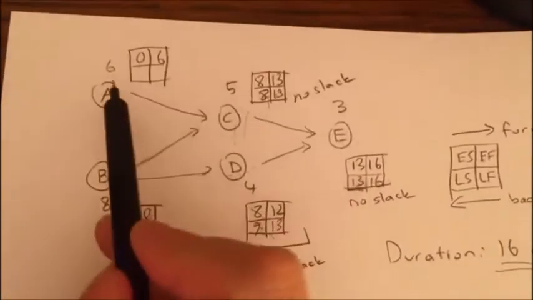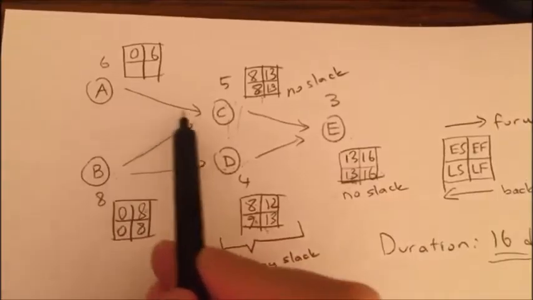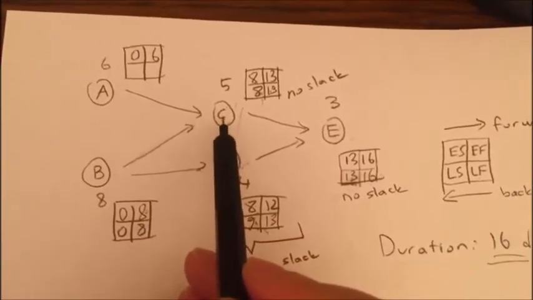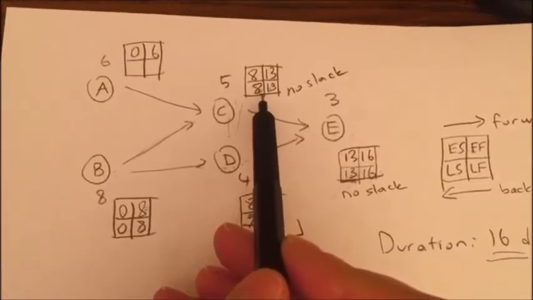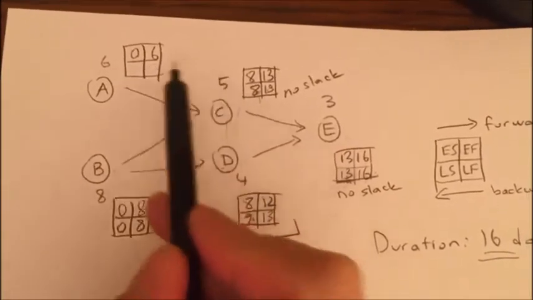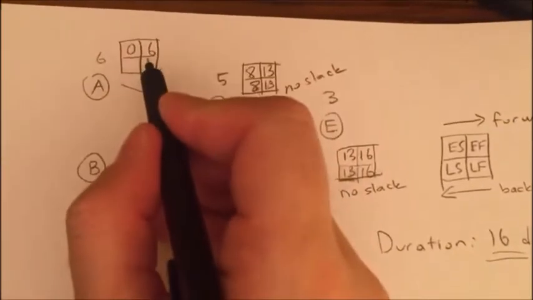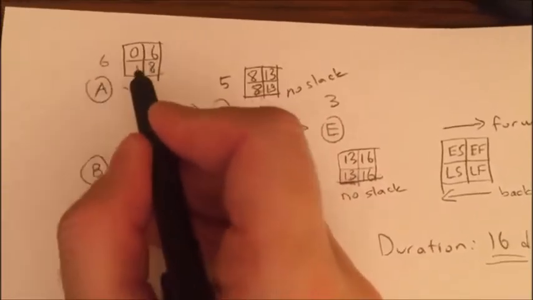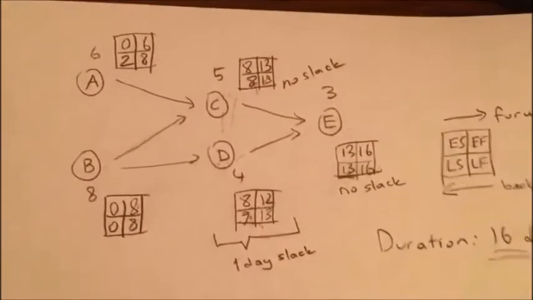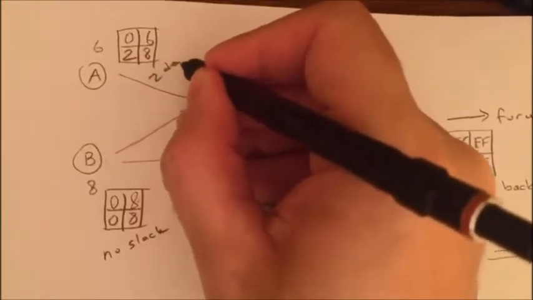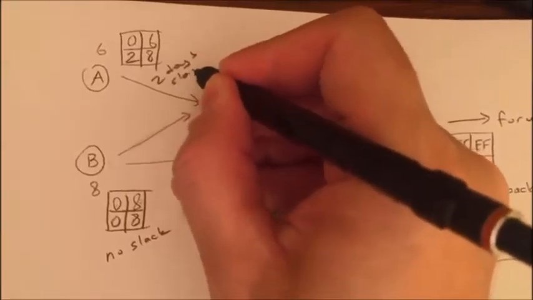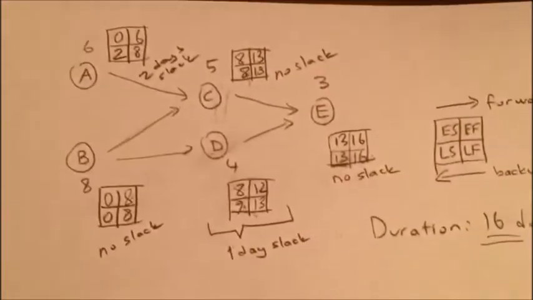And if I look at A, it has just 1 follower, which is C, and C says, you know what, I can wait until day 8. So then I can finish by day 8. 8 minus 6 is 2. And I can realize that there's no slack here. And 2 days of slack here for A.